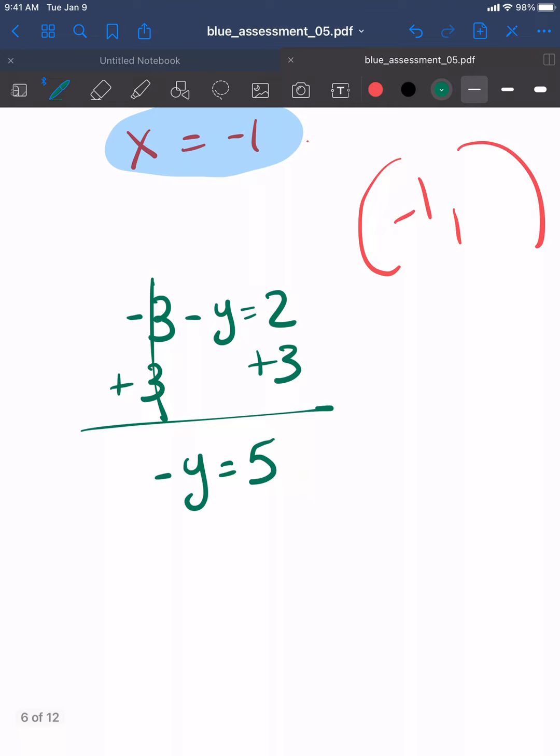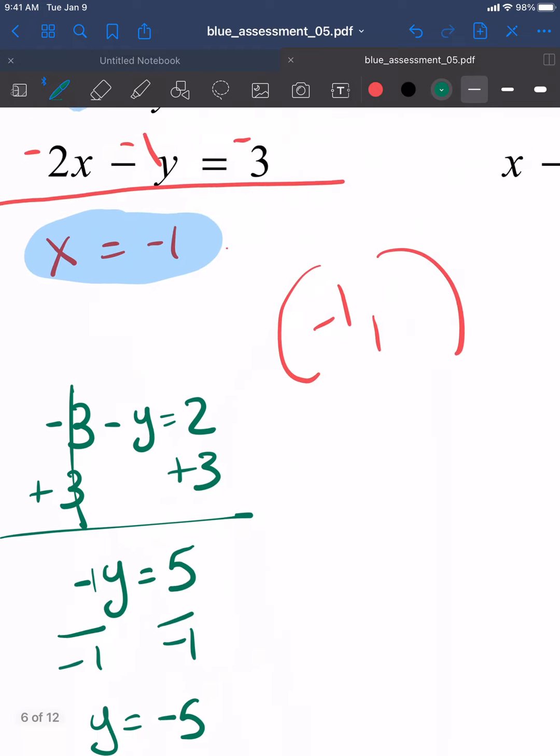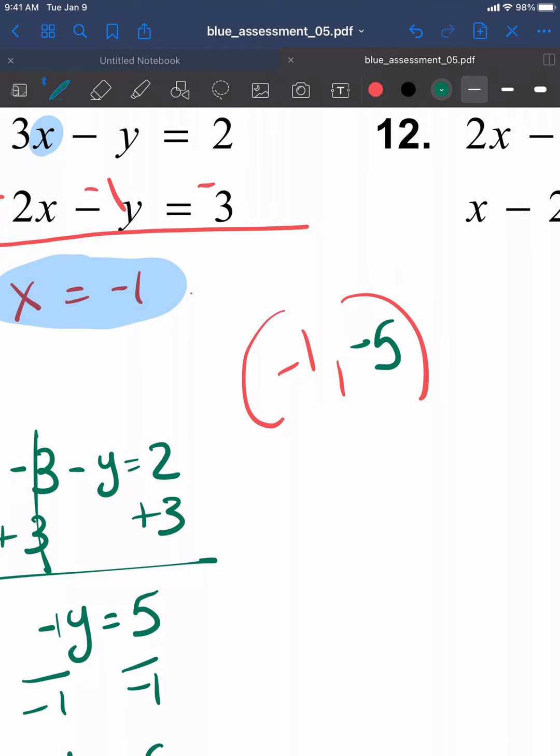Very good. You cannot leave your variable negative. That's actually negative 1 like Addie just said. How do I get rid of that negative 1? Very good. y equals what? Negative 5. So what is my final? Negative 5. Yep, and that's it.